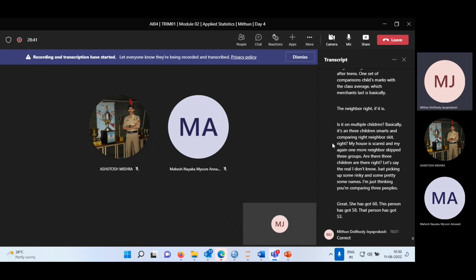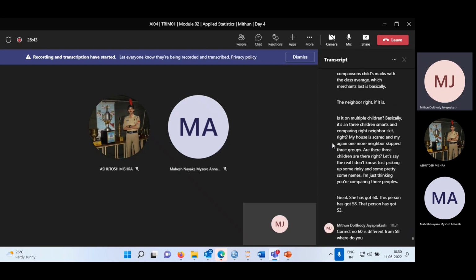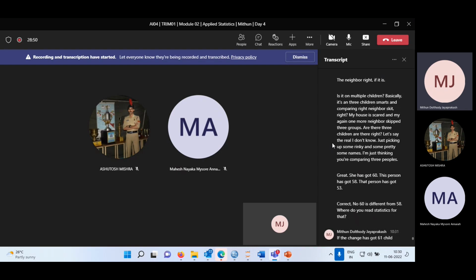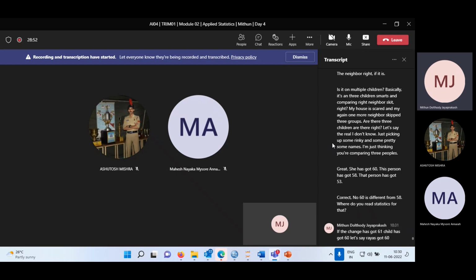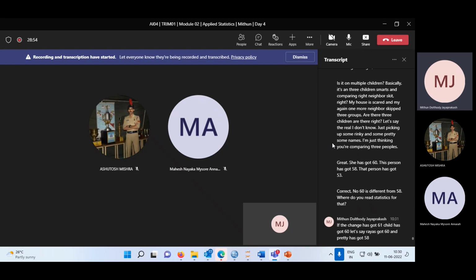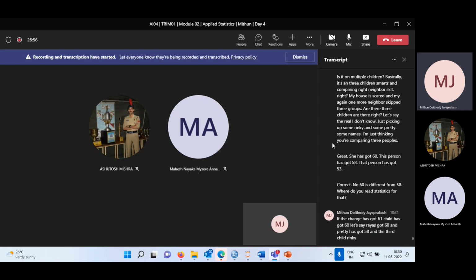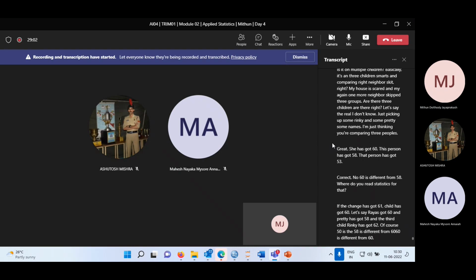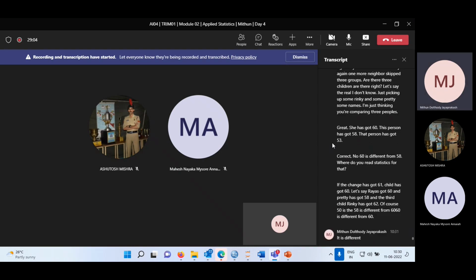Now 60 is different from 58. Why do you need statistics for that? If Rhea has got 60 and Preeti has got 58 and the third child Rinki has got 62, of course, 58 is different from 60, 60 is different from 62. It is different. Then why do I need an ANOVA?